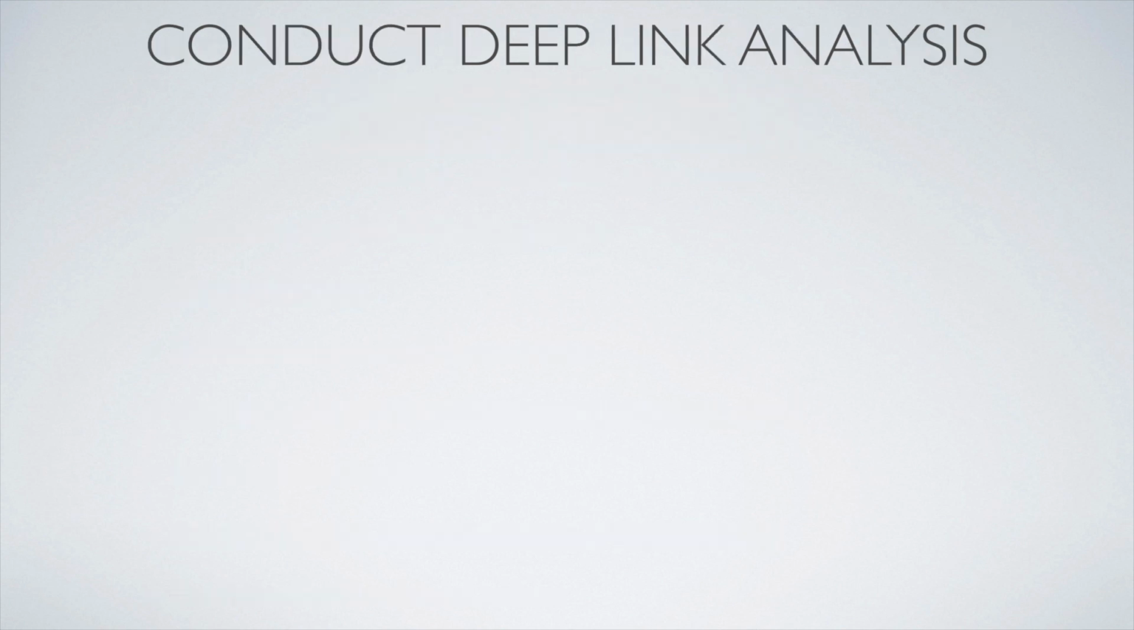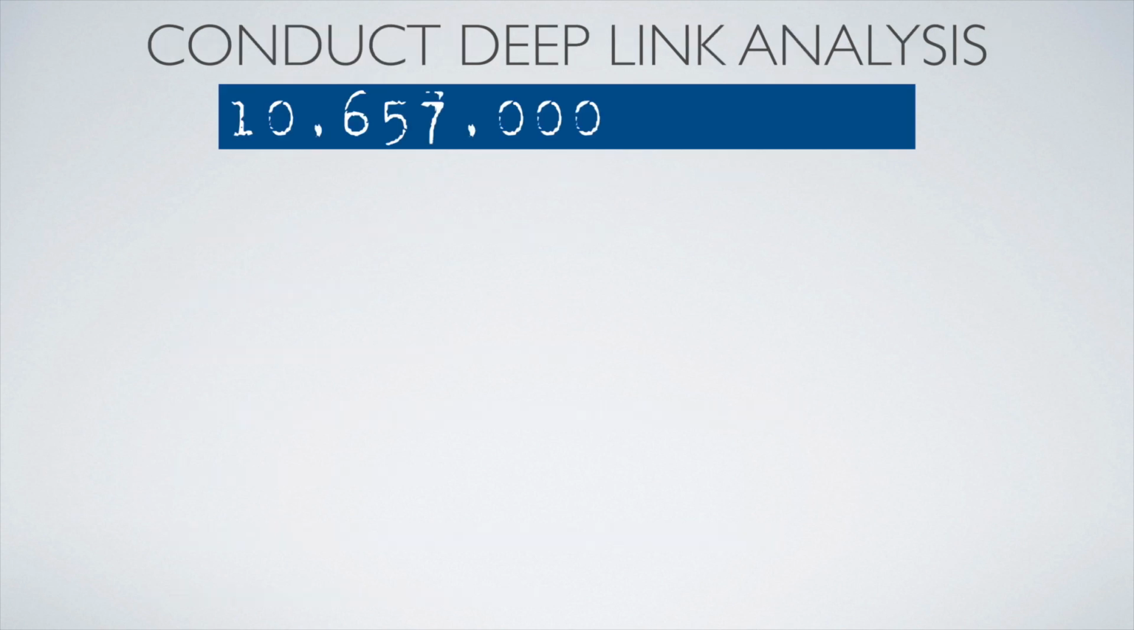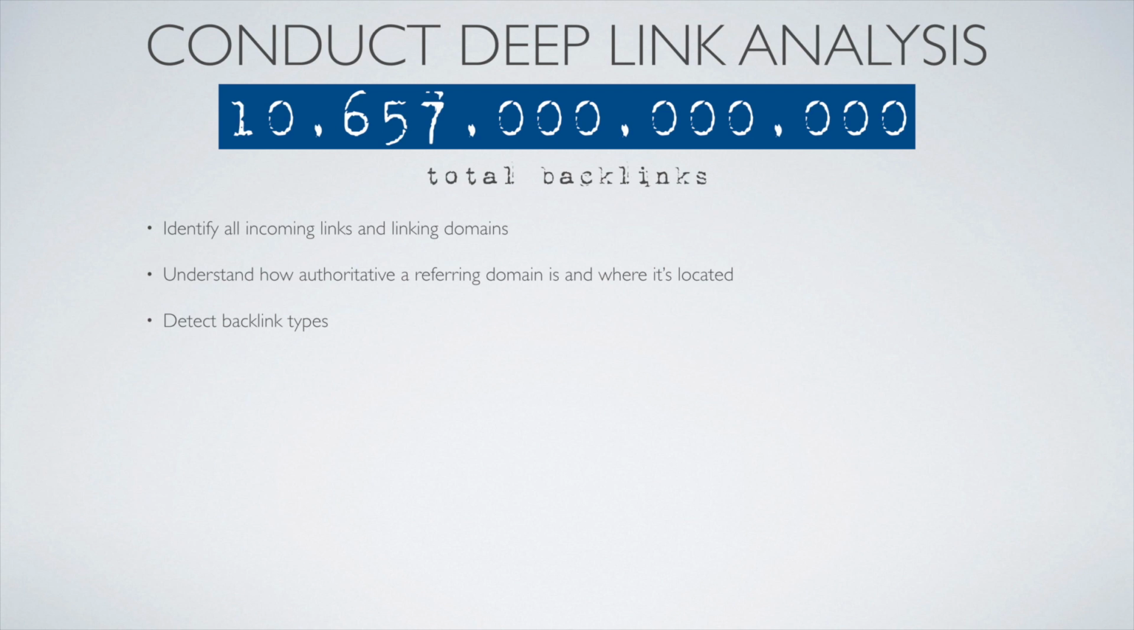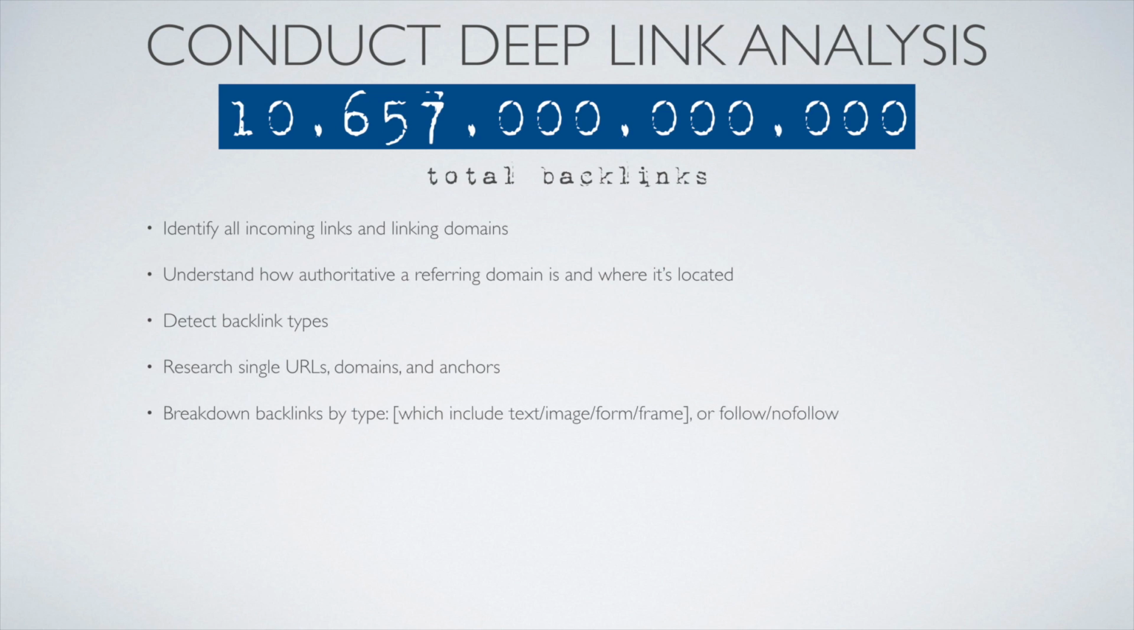When you conduct deep link analysis, you're going through 10.6 trillion total backlinks. You can identify all incoming links and linking domains, understand how authoritative a referring domain is and where it's located, detect backlink types, research single URLs, domains, and anchors. Break down backlinks by type, which include text, image, form, frame, or follow and no-follow site-wide.